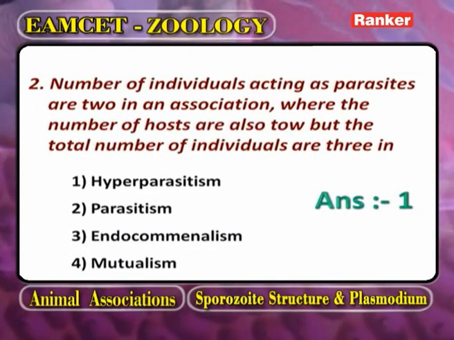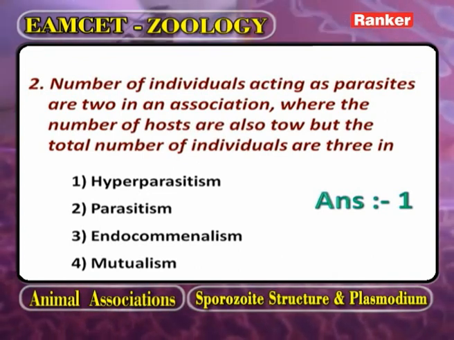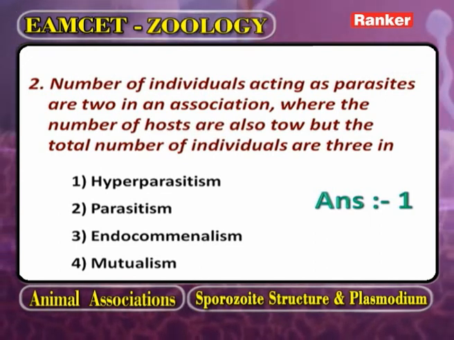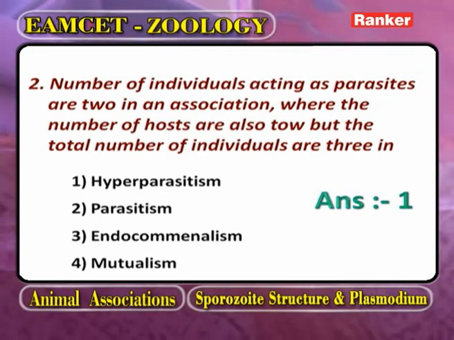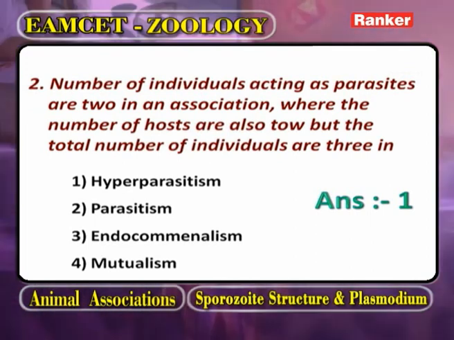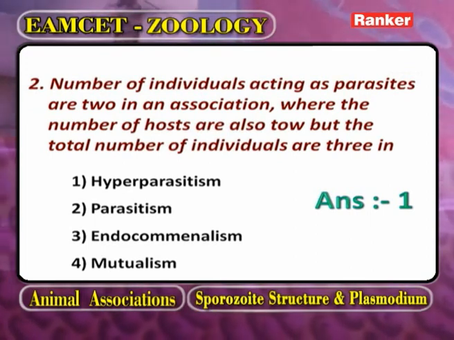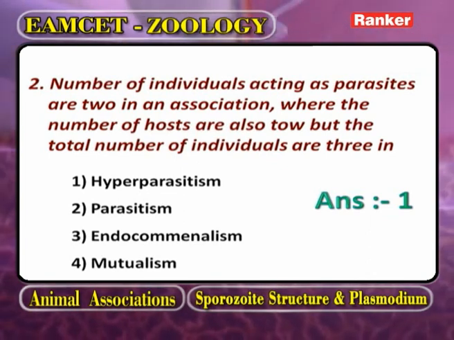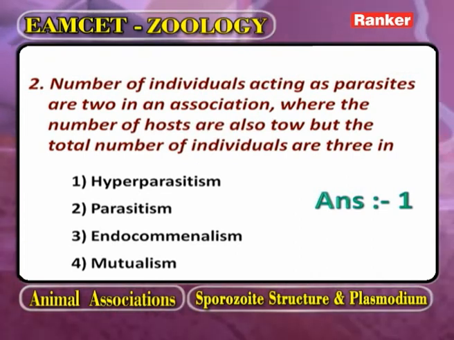The number of individuals acting as parasites is 2 in this association, and the number of hosts is also 2, but the total number of individuals is 3.